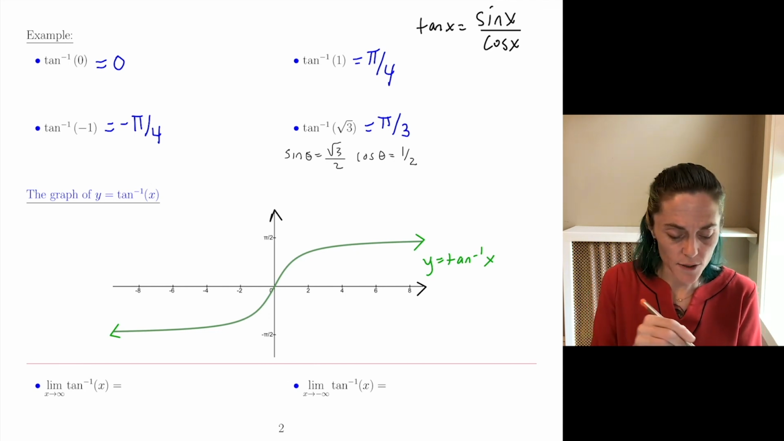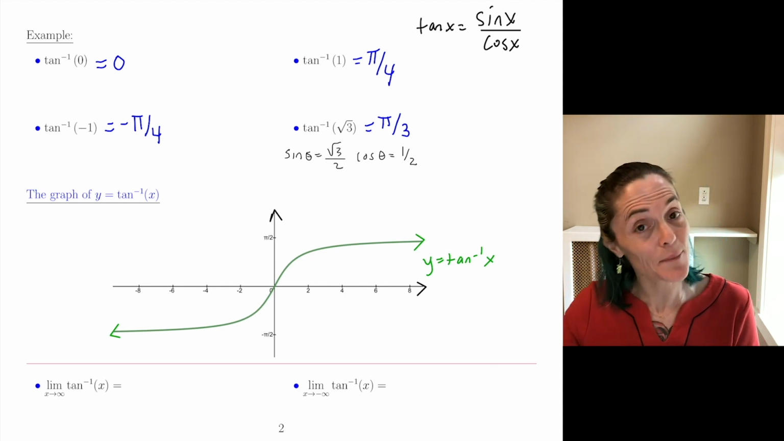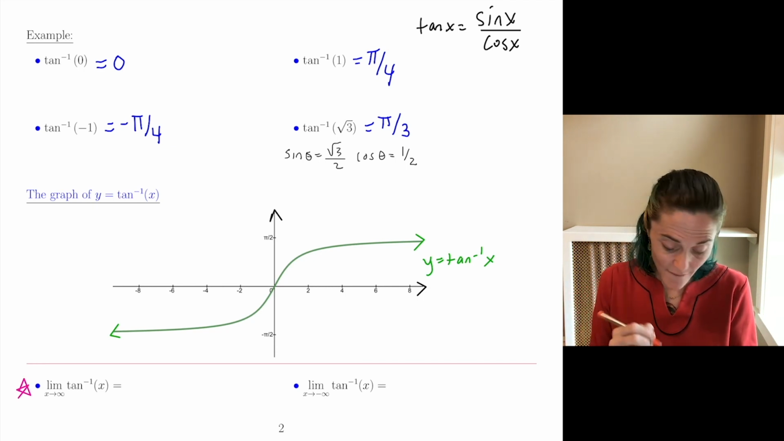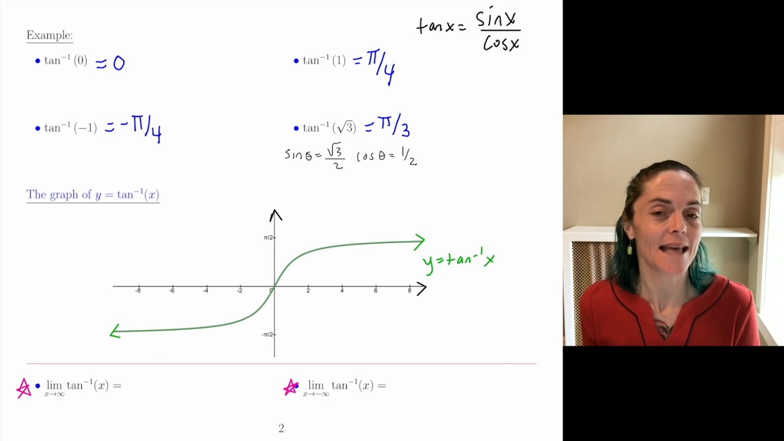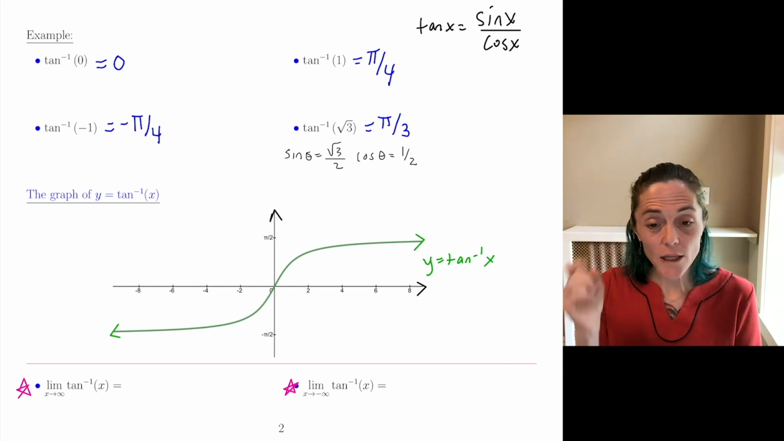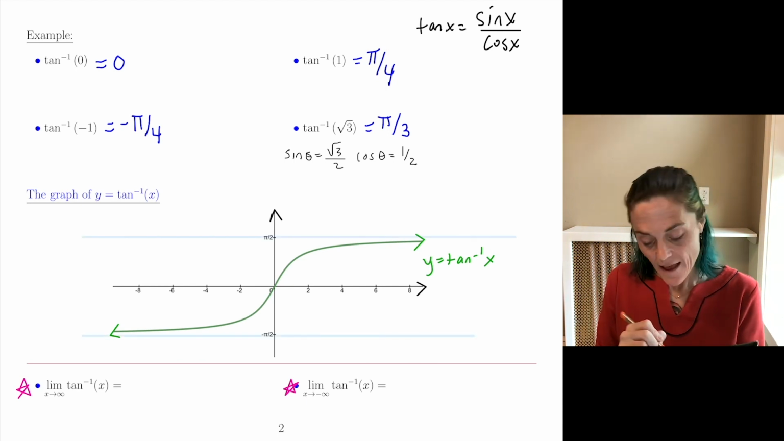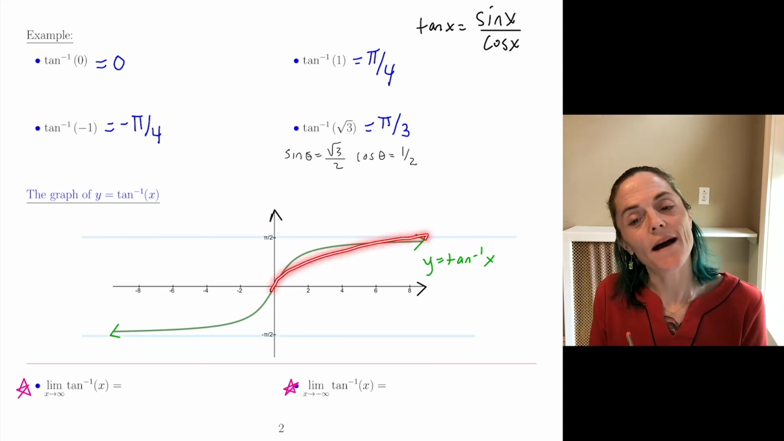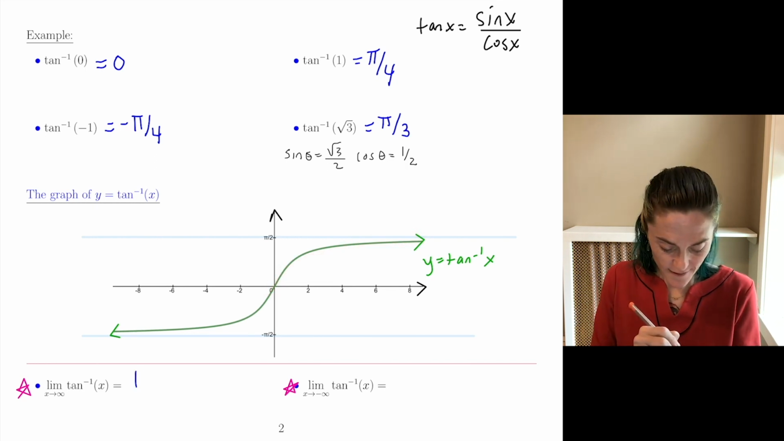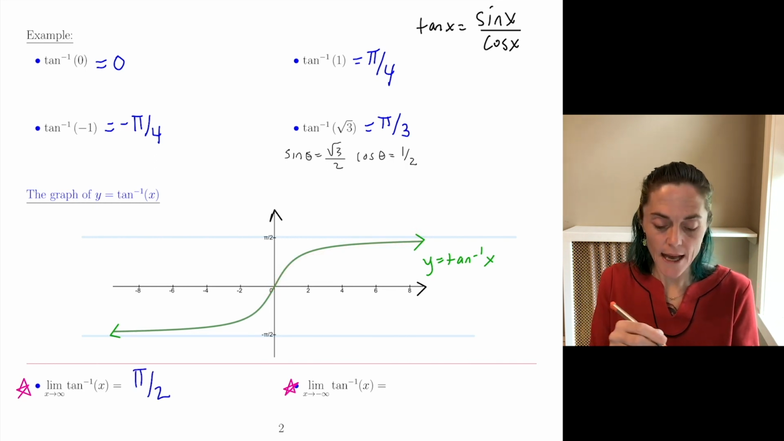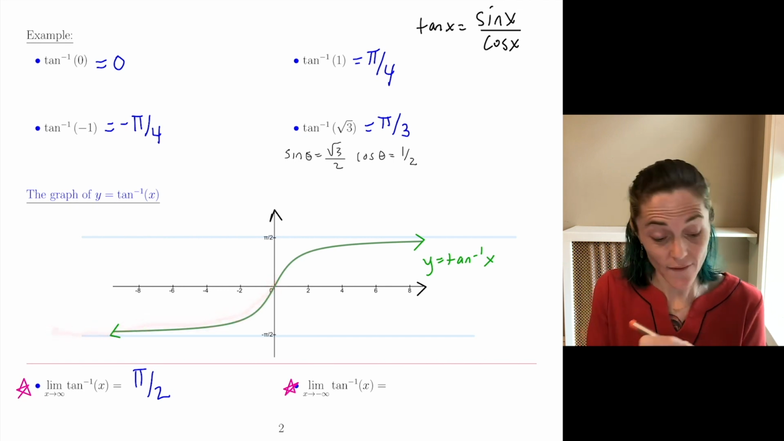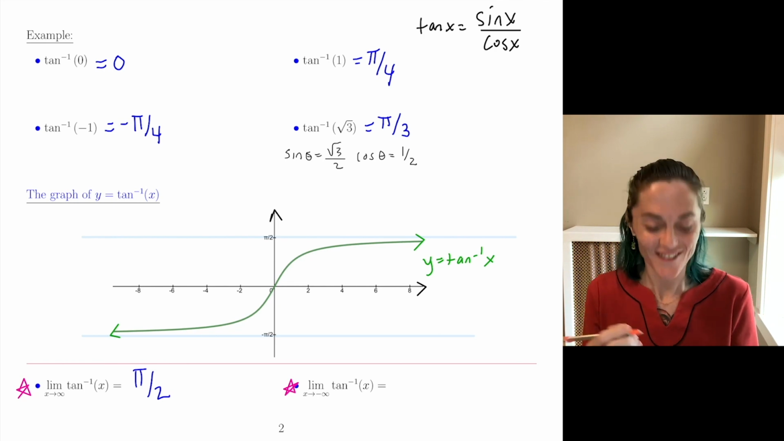Now, some important limits. So you want to put stars around these. Really, as I mentioned, I'm preparing you for Calculus 2. In Calculus 2, you have a lot more limit calculations than you do in Calculus 1. So we can look at the graph and see this. As x grows without bound, tan inverse of x approaches pi over 2. And similarly, as x decreases without bound, we see the tan inverse of x approaches minus pi over 2.